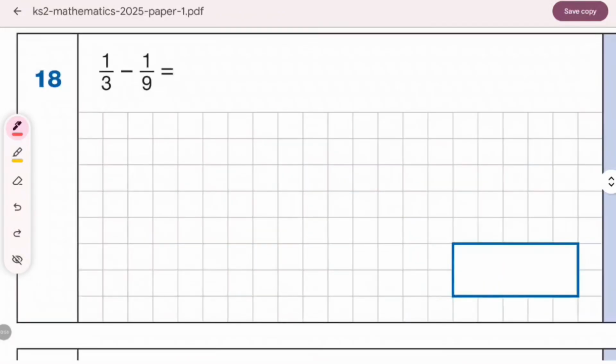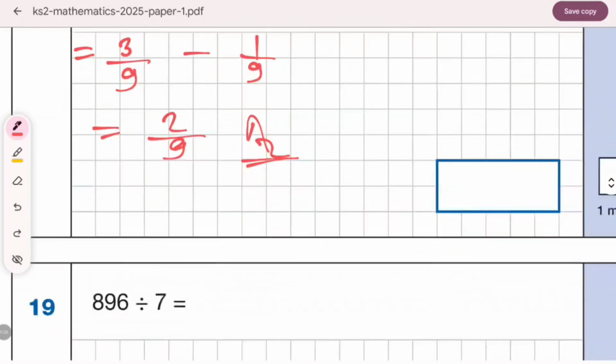Now in question number 18, we have to find the difference of the fractions 1 by 3 and 1 by 9. In these questions, we just have to make the same denominator. We can do that by multiplying the numerator and denominator of the first fraction by 3. So we get 3 by 9 minus 1 by 9. We don't need to change anything in the second fraction. Now 3 minus 1 is 2, so the answer is 2 by 9. That will be our correct answer for question number 18.